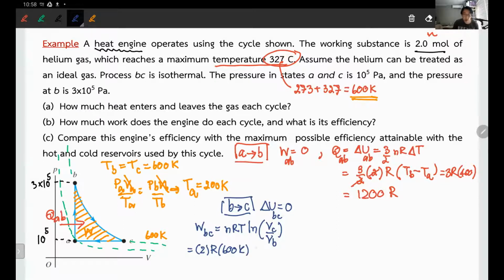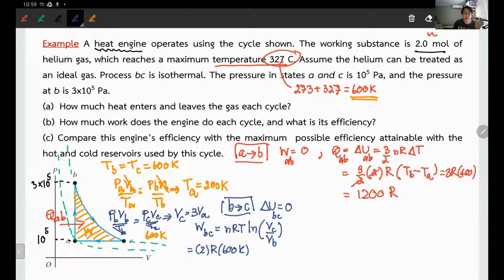And now I put the log of the volume. Can you figure out the volume at C, guys? Well, no problem, because once again, go back to the equation of state. B and C are at the same temperature. So PB VB over TB equals PC VC over TC. And the temperatures are the same, so I can cross them out. So what should the volume be then? Okay, so you look at the pressure. Because the pressure at C is 1/3 of the pressure at B, it means the volume at C is going to be 3 times the volume at B.